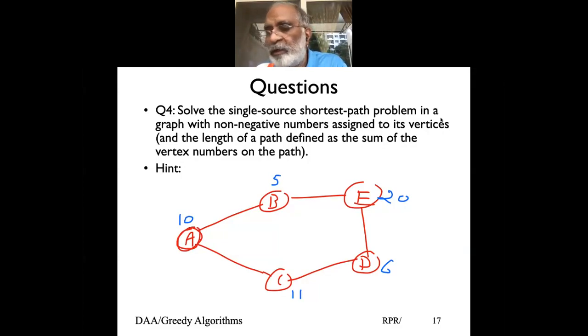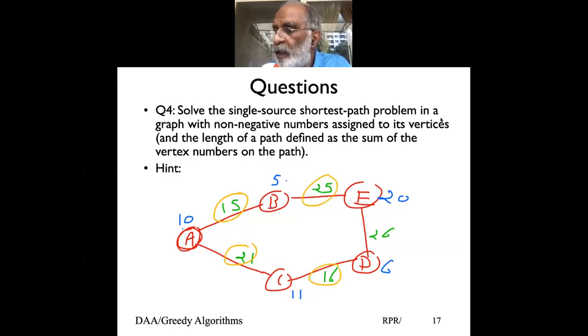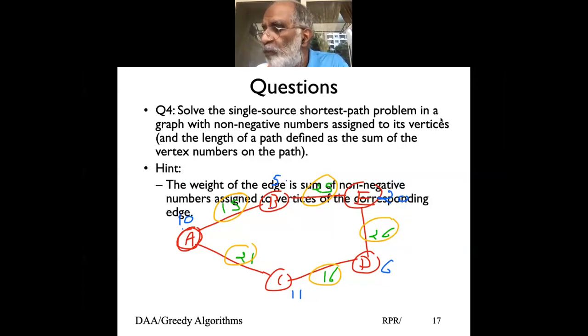So can we convert this into a Dijkstra algorithm? Basically, look at the edge, look at the nodes, and define the cost of the edge as the sum of the two weights. So this edge becomes 15, the cost of this edge becomes 21, the cost of this edge becomes 25, this edge becomes 17, and this becomes 26. Now I have the cost of each edge, and I can run my Dijkstra algorithm, and that will give me the minimum cost. So you can use the Dijkstra algorithm in different ways to solve the problem.